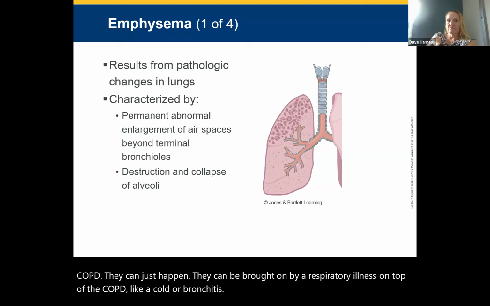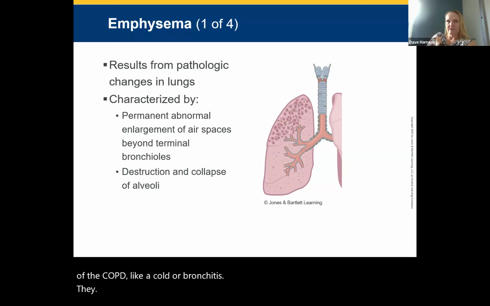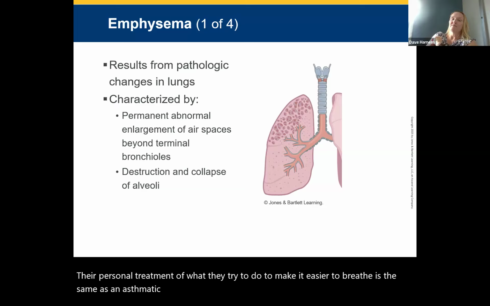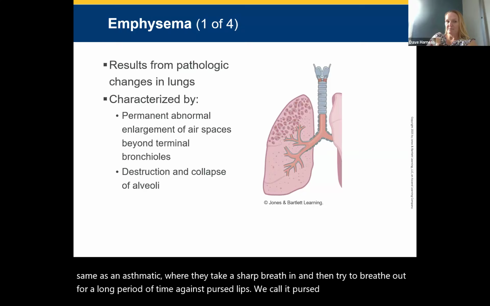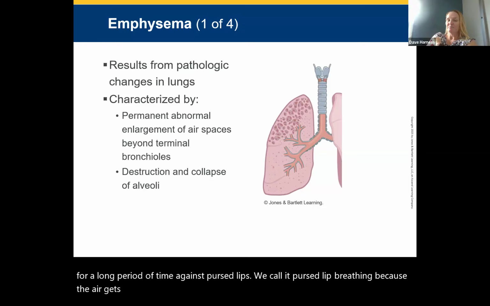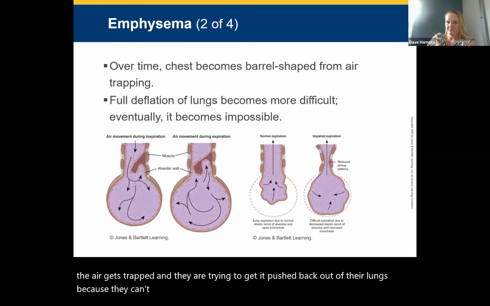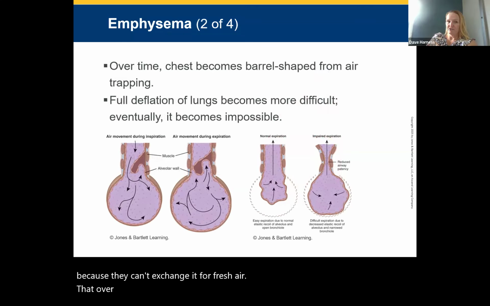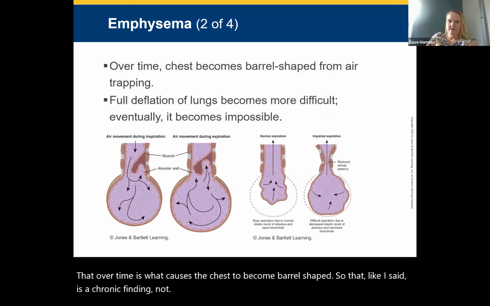Their personal treatment of what they try to do to make it easier to breathe is the same as an asthmatic, where they take a sharp breath in and then try to breathe out for a long period of time against pursed lips. We call it pursed lip breathing, because the air gets trapped and they are trying to get it pushed back out of their lungs because they can't exchange it for fresh air. That over time is what causes the chest to become barrel shaped. So that, like I said, is a chronic finding, not an acute finding.